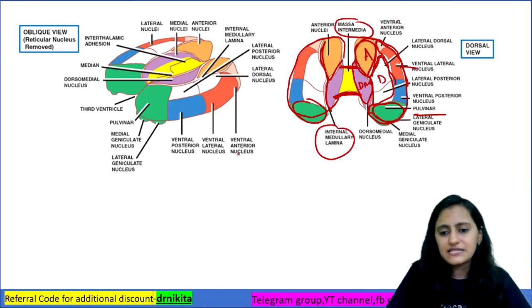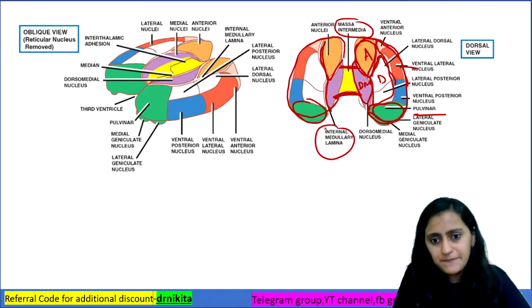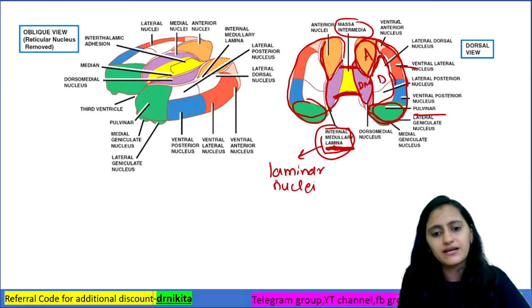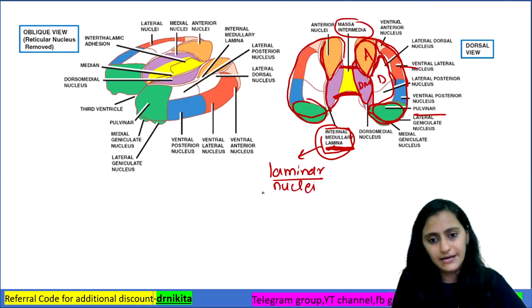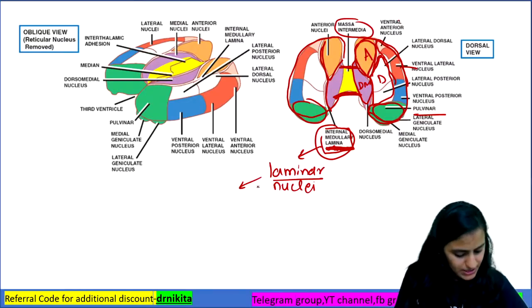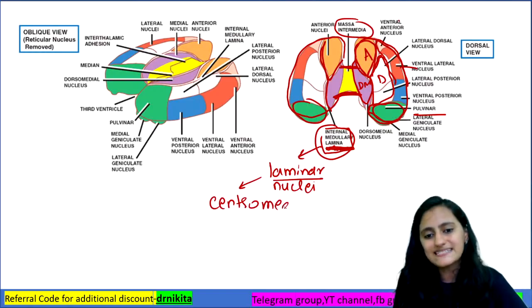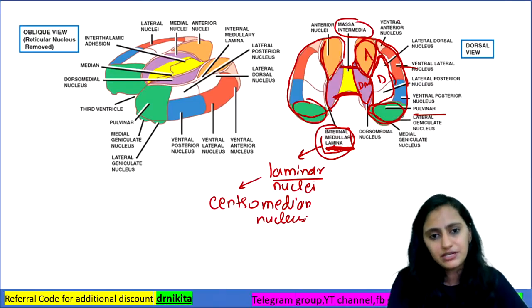And apart from these nuclei, the internal medullary lamina contains nuclei, as the term says. Which nuclei will it contain? The lamina will contain the intralaminar or the laminar nuclei. Now, which is the largest laminar nucleus? Remember, there is something called the centromedian nucleus, which is the largest laminar nucleus.